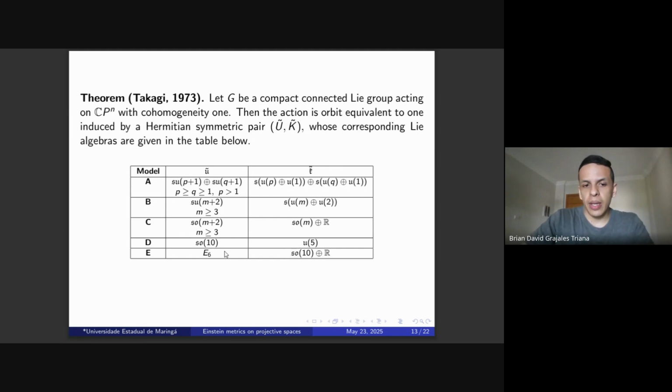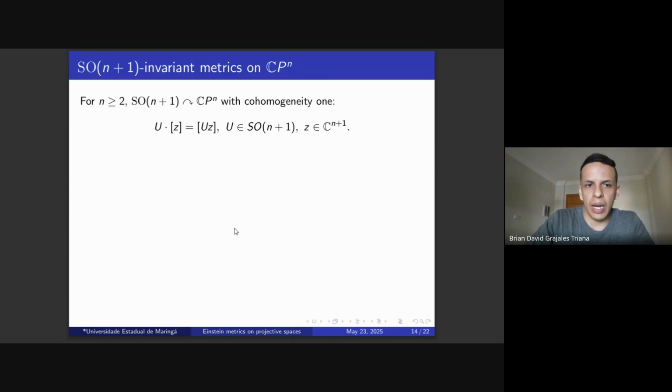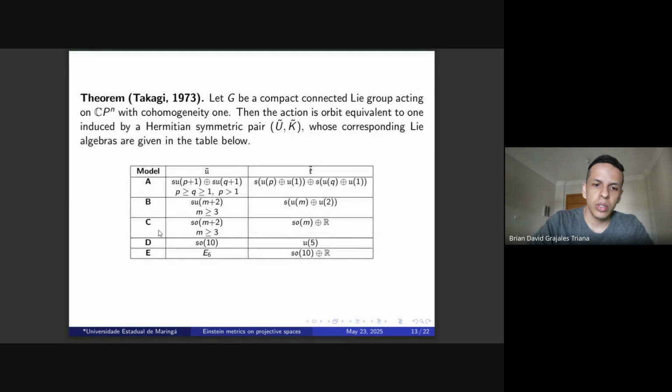So maybe you can study Einstein metrics preserving an action of cohomogeneity one on complex projective space. That is a good idea because you have this table. So you have essentially all the cohomogeneity one actions on complex projective space. So I'm going to give an example of a partial result we have. We take, for example, the model C. You have the pair SO(n+2), and K would be SO(n+1) times R.